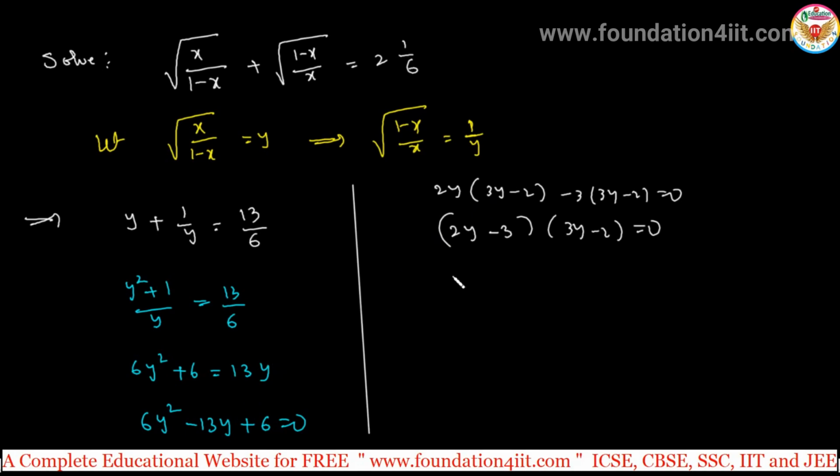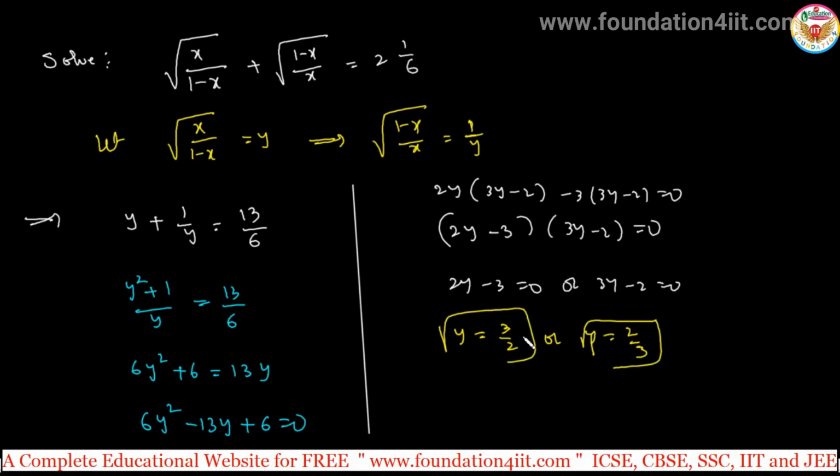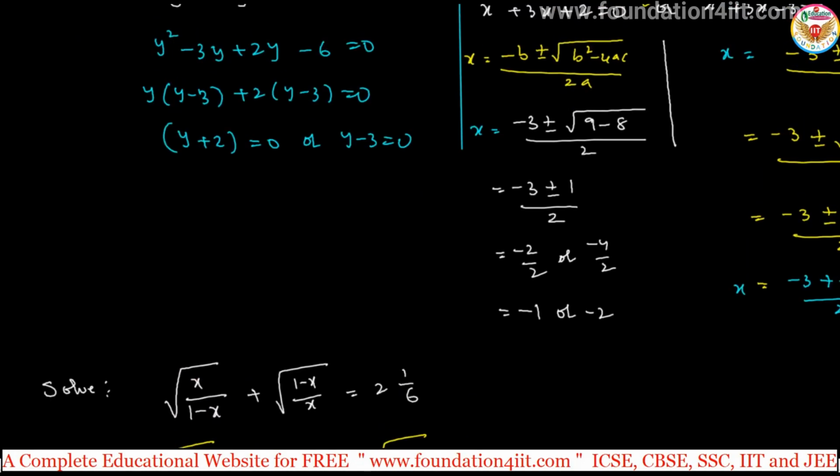Okay. So now 2y minus 3 is equal to 0 or 3y minus 2 is equal to 0. So from this, y is equal to 3 by 2 or y is equal to 2 by 3. Based on this, substitute the y value again and simplify. You'll get one more quadratic equation you have to solve. Okay, that I'm not telling. The main thing is we have to reduce it to small terms, then solve. Okay, this is the method. We can apply this concept in this.